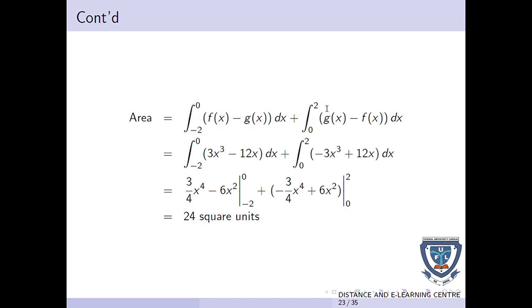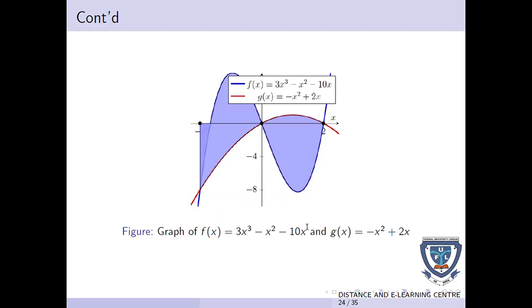Now, when you do that properly, you have the integral from minus 2 to 0 of 3x cubed minus 12x dx plus the integral from 0 to 2 of minus 3x cubed plus 12x dx over their respective intervals, and that will give us 24 square units if properly simplified. This shaded portion is the area we are talking about, which is the graph of f of x equal to 3x cubed minus x squared minus 10x, while the one painted in red is the graph of g of x equal to minus x squared plus 2x.